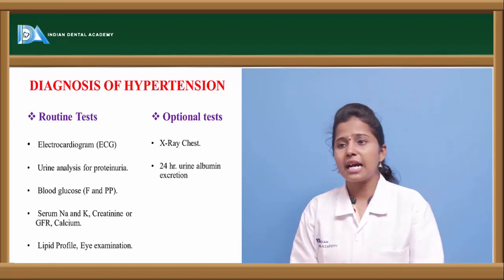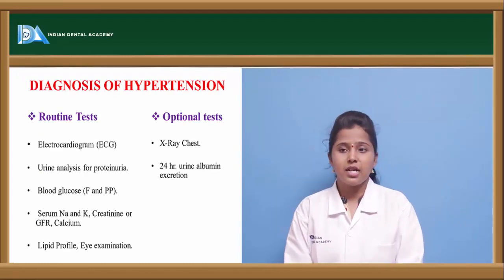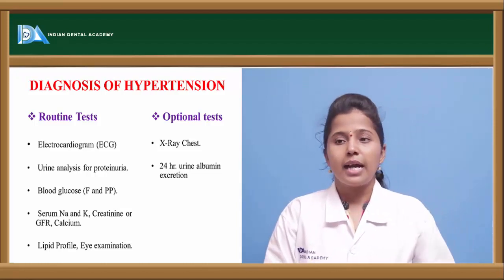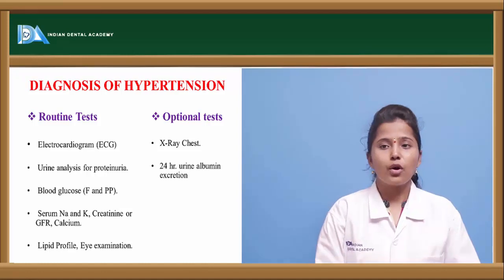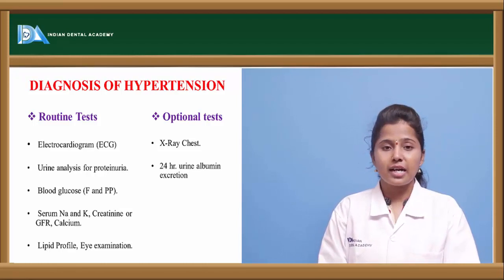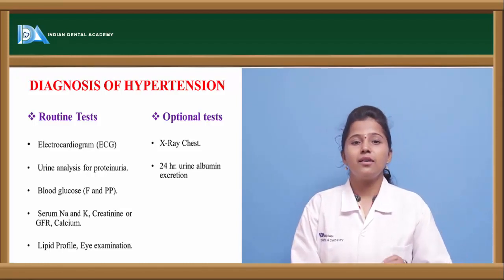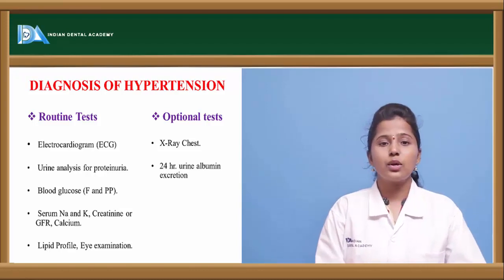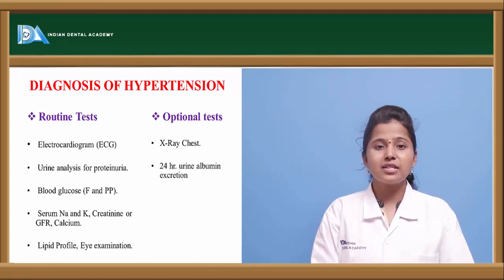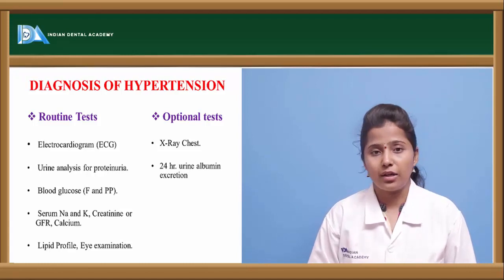Diagnostic tests. How hypertension can be diagnosed, or if a person is suffering from hypertension, how it can be diagnosed. Here also we have routine tests as well as optional tests. Routine tests include the electrocardiogram, ECG. Whatever cardiovascular disease it may be, based on the changes in the PQRST waves, we can find out which cardiovascular disease the person is suffering from. So the ECG is the main test, or we can say the routine test, by which we can determine which cardiovascular disease the person is suffering from.